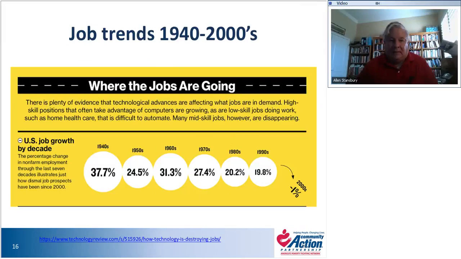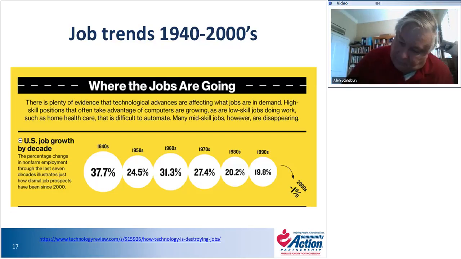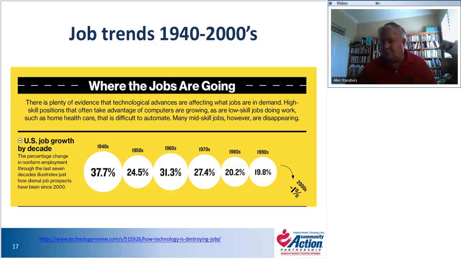Okay. So where are the jobs going? The jobs are going down in terms of job growth by decade. We're seeing a long-term slide in terms of the number of jobs being created, and we see a lot of low-skill service jobs, working at the fast food counter, et cetera, and other jobs that are difficult to automate, such as home health care, experiencing increases. But the mid-skilled jobs are the ones that are disappearing, and as we'll see in Alan's chart later, that's having a dramatic effect on the middle class.